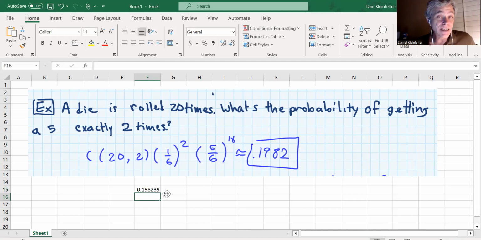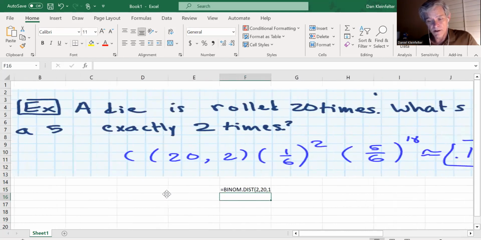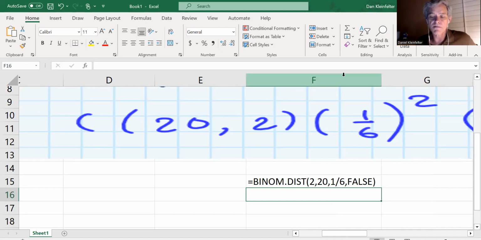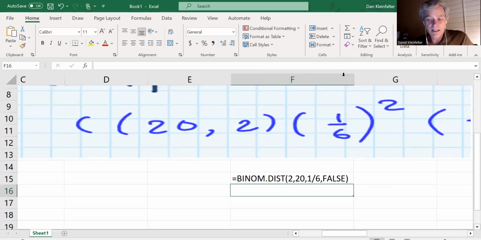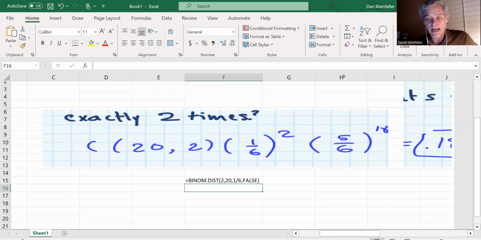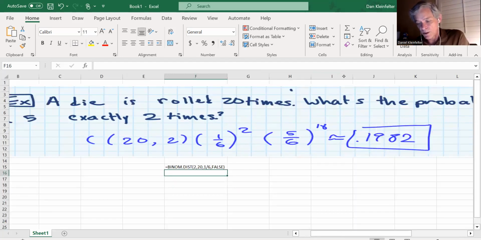All right, so that's how this looks using Excel. And then again, sorry about the stretch there. That's how the formula is going to look for this one. 2, the x comes first. 20, the total number of trials, comes second. Probability of success is third, and then false if you don't want that cumulative distribution.